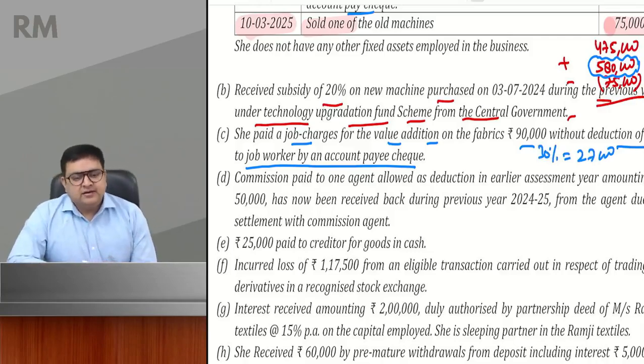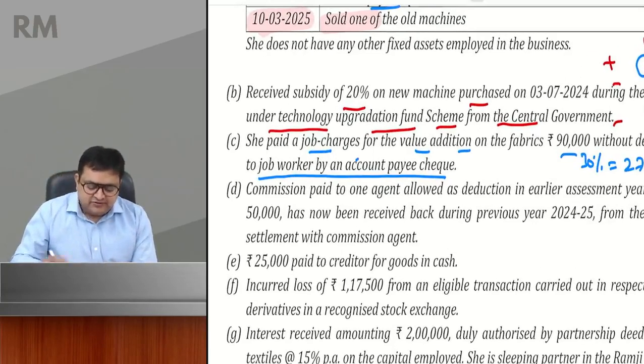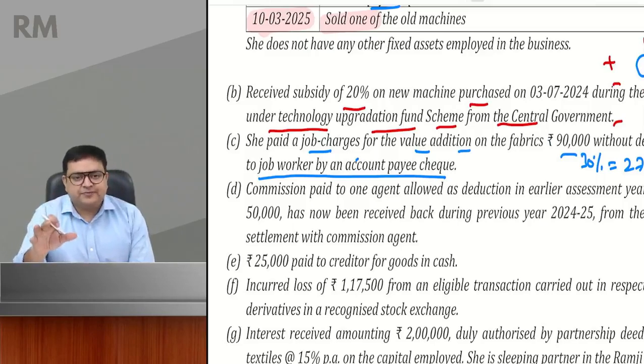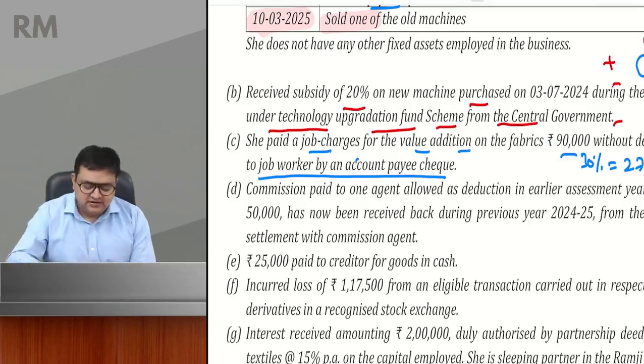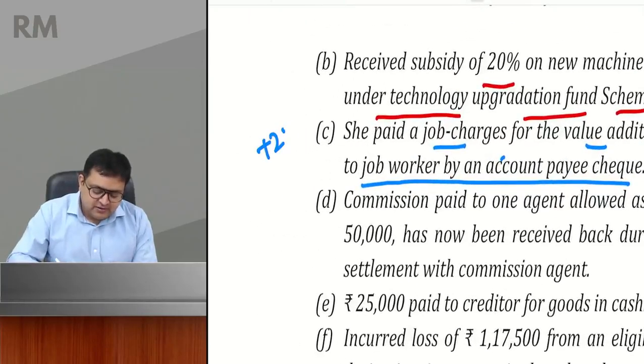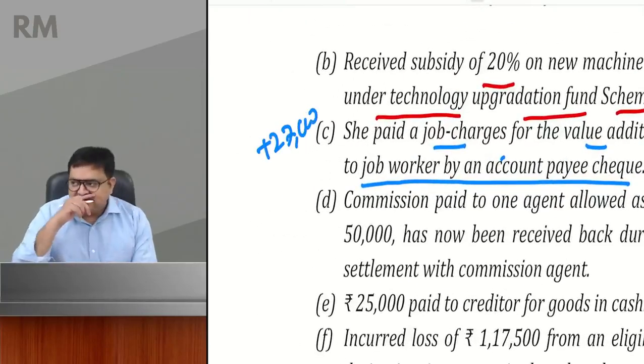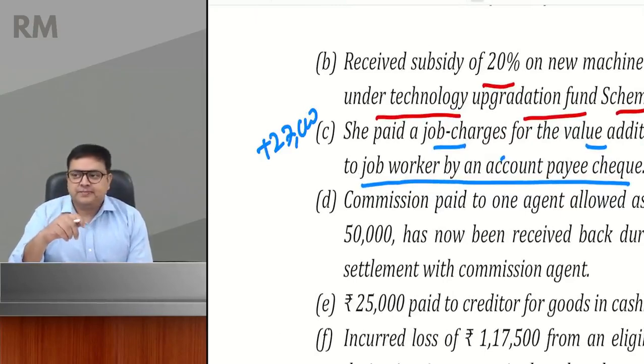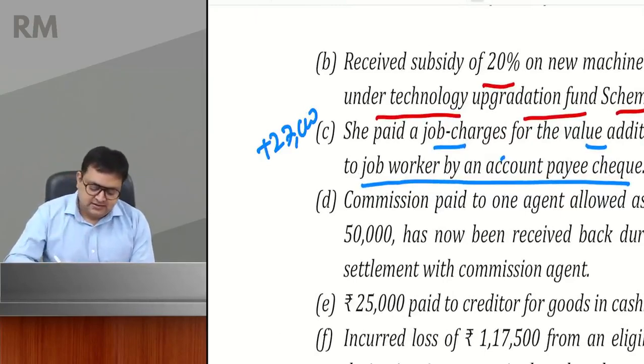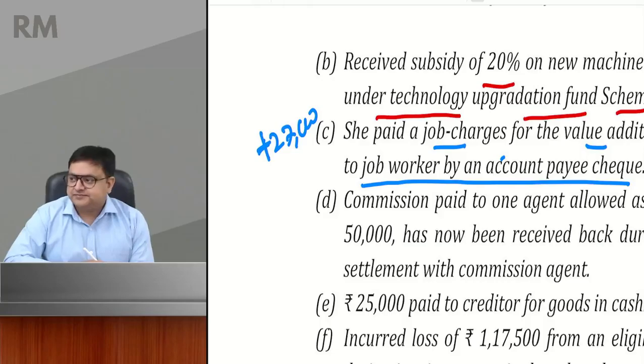Everybody agree? She paid job charges, that's okay, but without TDS. She has not considered TDS. So please add back 27,000. Everybody is okay with this? Please add back 27,000, which is 90,000 into 30%.